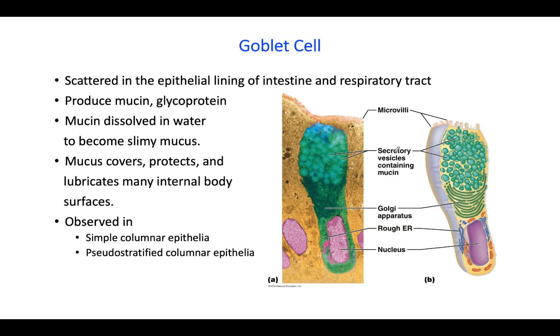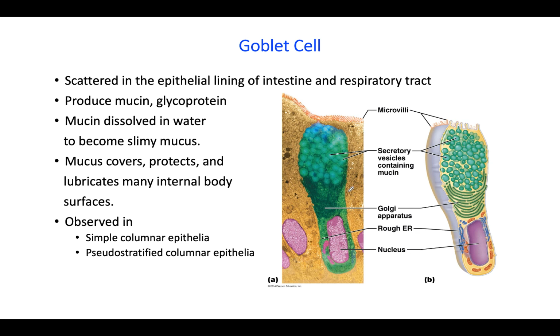Simple columnar epithelia and pseudostratified columnar epithelia have goblet cells. A goblet cell is unicellular. Look here, just a single cell. And observe it in the epithelial lining of the intestine and respiratory tract. Goblet cells produce mucin. Mucin is a glycoprotein. When this glycoprotein mucin dissolves in water, it becomes slimy mucus.